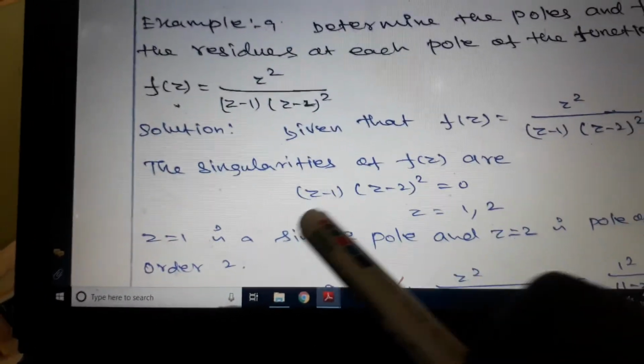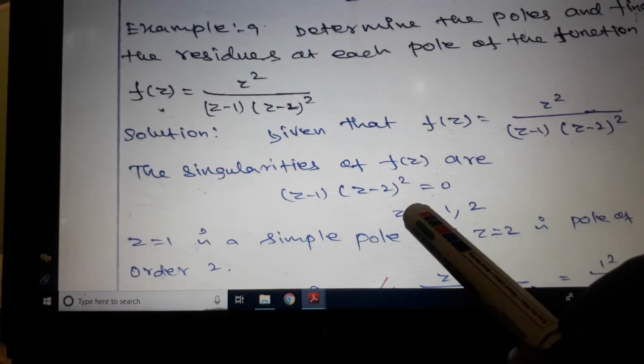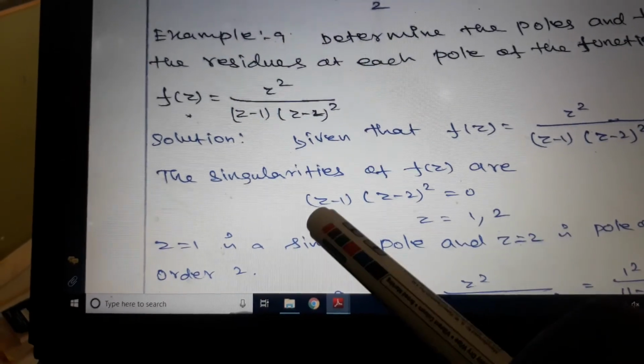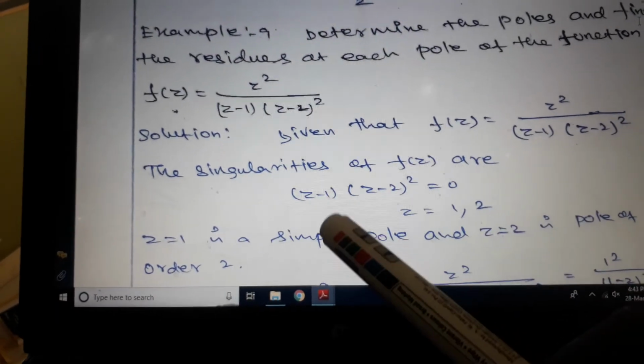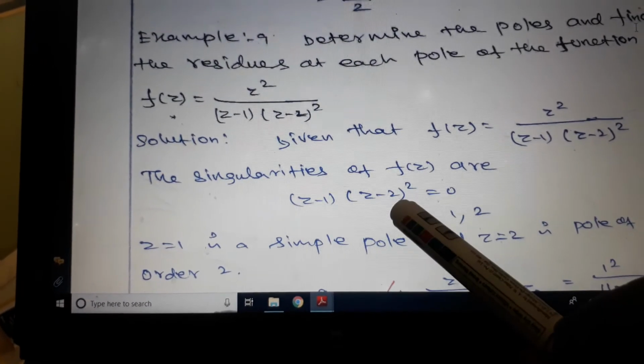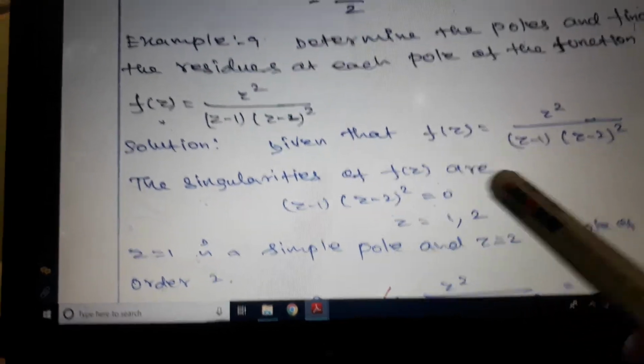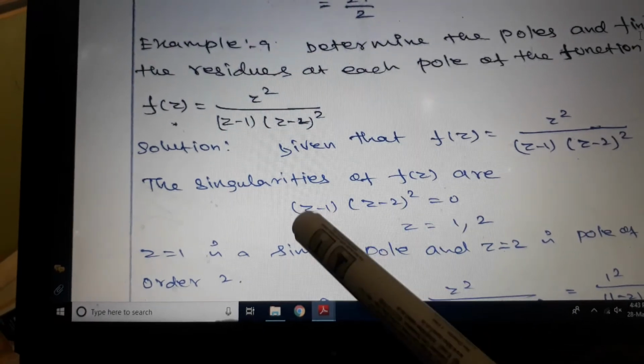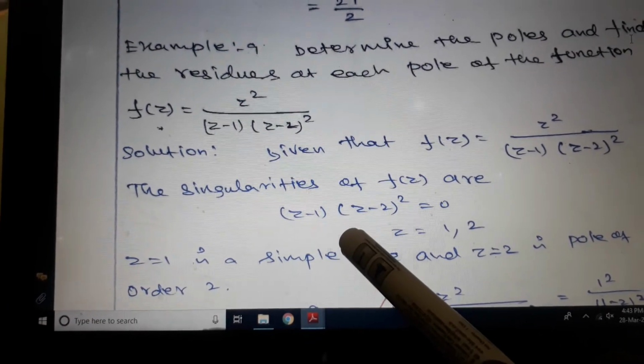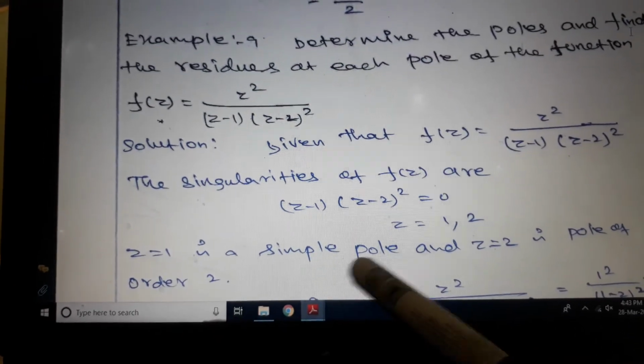So what's the denominator? (z minus 1) into (z minus 2) whole square, which is equal to 0. At what value of z does the denominator become 0? z equal to 1, z equal to 2. Therefore 1 and 2 are singular points. Specifically these are all poles. The power of z minus 1 is 1, therefore z equal to 1 is called a simple pole.